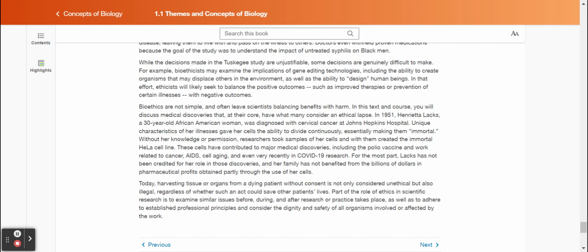Part of the role of ethics in scientific research is to examine similar issues before, during, and after research or practice takes place, as well as to adhere to established professional principles and consider the dignity and safety of all organisms involved or affected by the work.